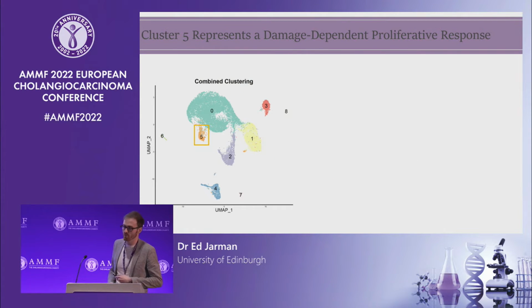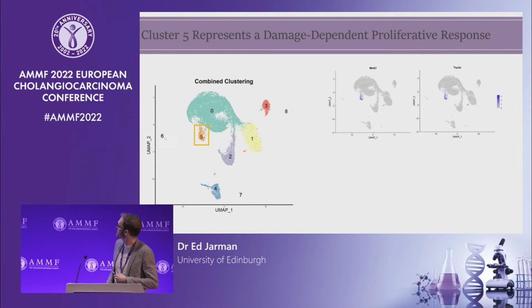So as I've said, today I'm going to focus on this proliferative cluster 5. These are just representations of expression for 2 very common proliferative genes, Ki67 and TOP2A. Other genes could have been shown, but this just demonstrates that this cluster is very specifically proliferative.